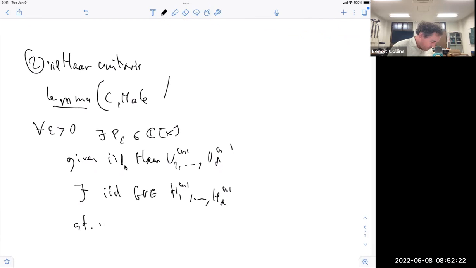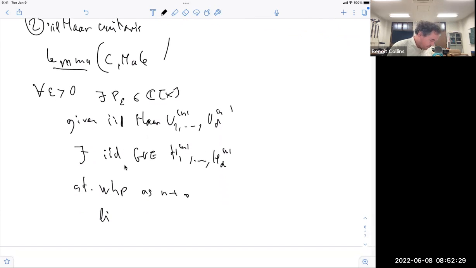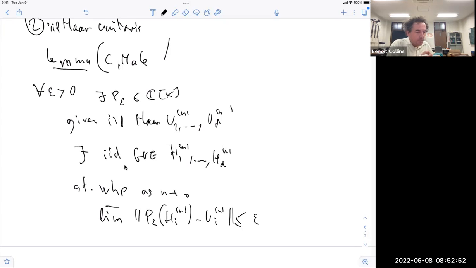with high probability, as n goes to infinity, the limsup of the operator norm of P epsilon of H_iN minus U_iN is less than epsilon. So once you have this, basically, you are done.